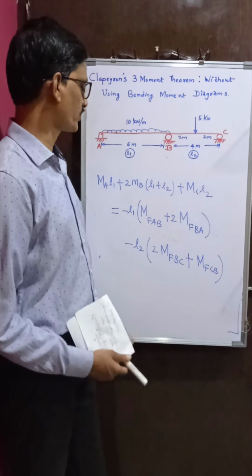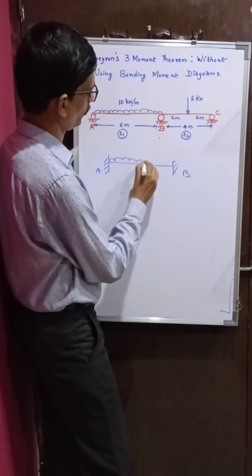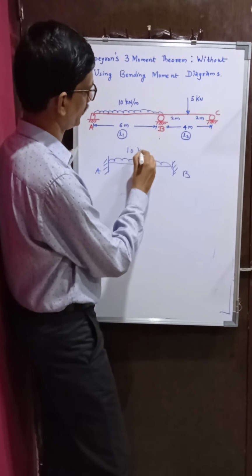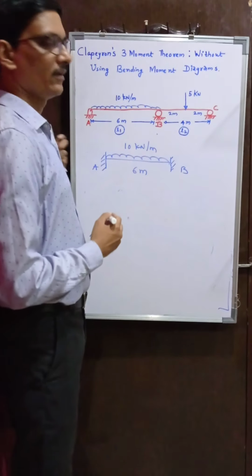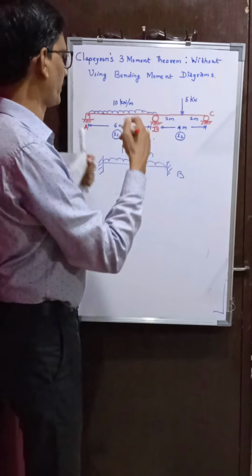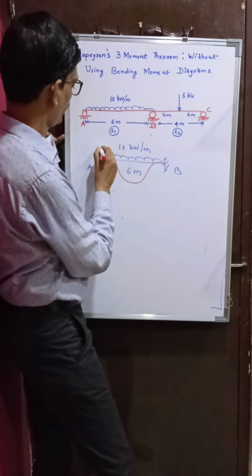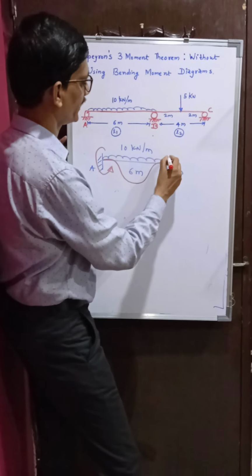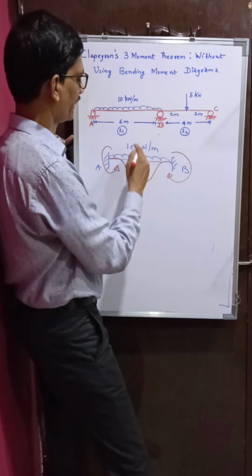Now considering span AB separately, carrying UDL of 10 kilonewton per meter, length is 6 meter. Now we know that because of this 10 kilonewton per meter, the beam is trying to bend like this, and therefore here the fixed end moment will be anti-clockwise and here the fixed end moment will be clockwise, so that they are opposing the tendency of bending.